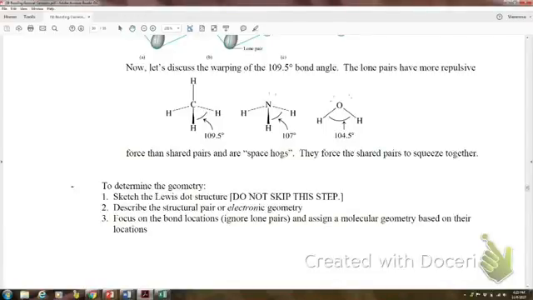Okay? So it helps to then describe the electronic geometry, or what's bonded to it, or its areas of electron density. And then you focus on only the bonds to know the molecular geometry. So only the bonds is what the molecular geometry is. So let's do a couple examples and see if you can wrap your mind around what we're doing. Okay?